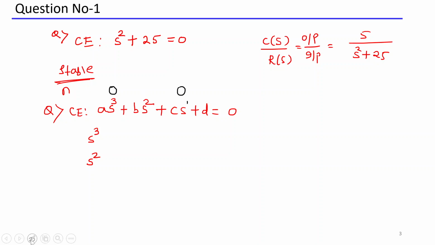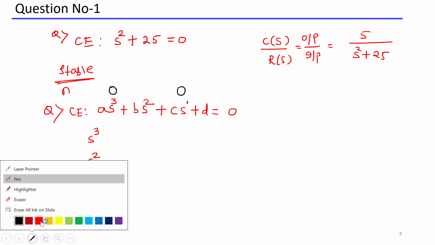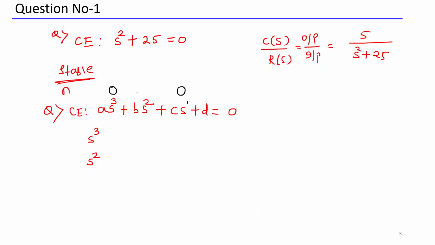And for even I am using a different color. These are the even powers and these are the odd powers. So whatever the odd power coefficients are, you write in the s cube line, and the even power coefficients you write in the s square line. So what is the first coefficient? a s cube, so I am writing here a.